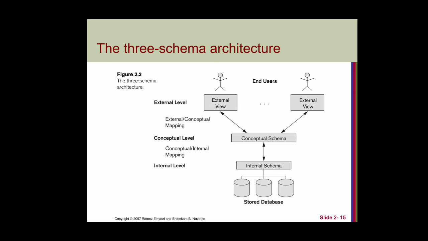Then we have the conceptual level. In between the conceptual level and the external top level, we should be having a mapping. When someone is requesting something from a database, whatever he has asked, the same response should be given to him, right? So for that reason there should be some mapping. Between the external level and the conceptual level we are going to have the external conceptual mapping, and in between the conceptual schema and the internal schema we are making use of the conceptual internal mapping.